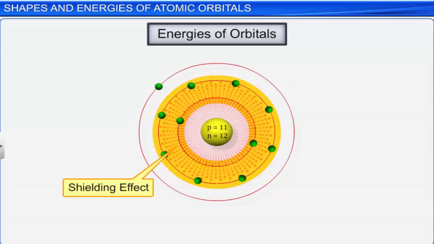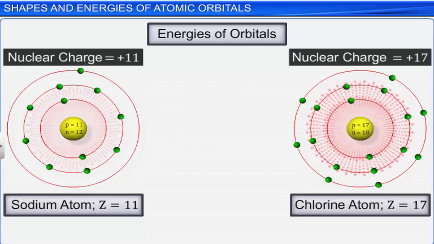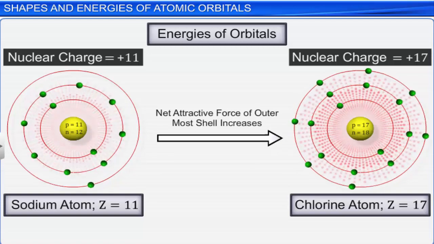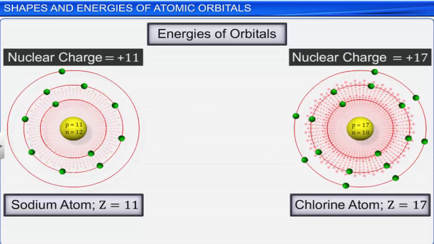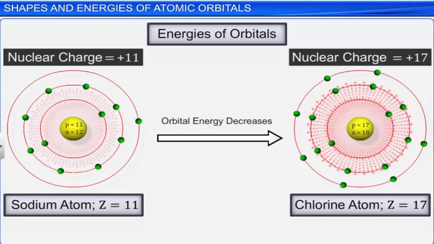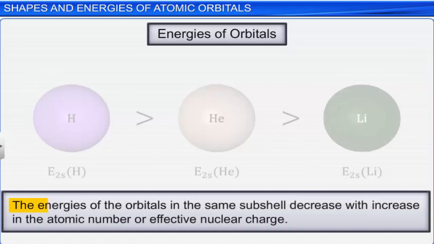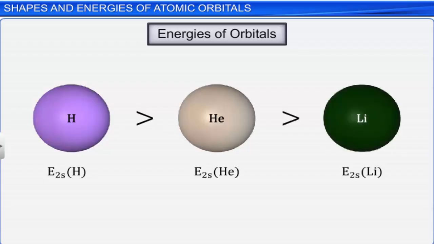Despite the shielding effect, the net attractive force experienced by the outer shell electrons increases with increase in nuclear charge. In other words, the energy of interaction between nucleus and electron, that is, orbital energy, decreases or becomes more negative with increase in atomic number. The energies of the orbitals in the same subshell decrease with increase in the atomic number or effective nuclear charge. For example, energy of 2s orbital of hydrogen atom is greater than that of 2s orbital of helium, and that of helium is greater than that of lithium, and so on. That is, E2s H is greater than E2s He, which is greater than E2s Li.